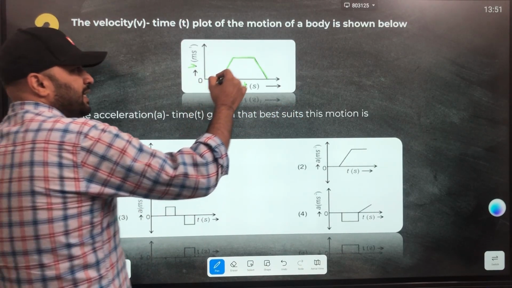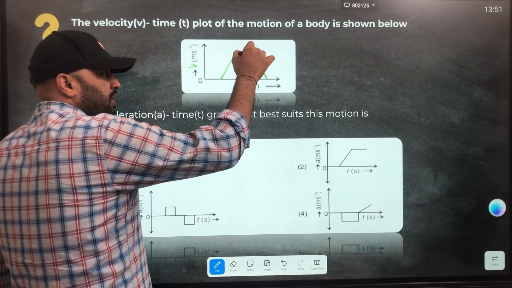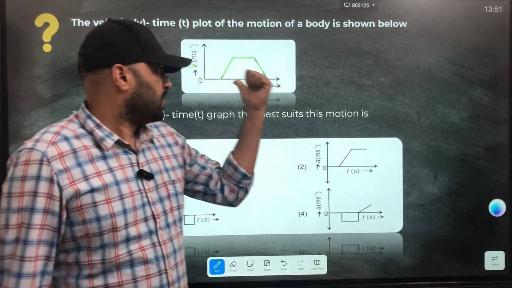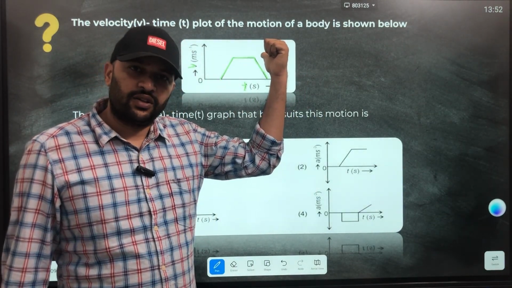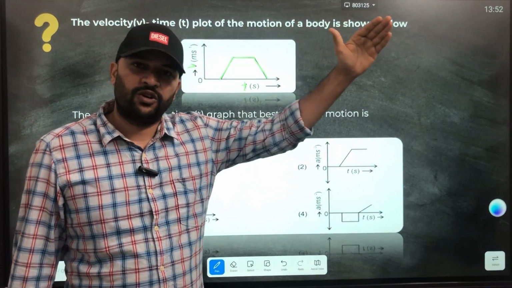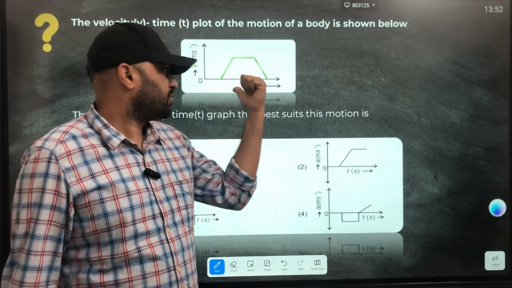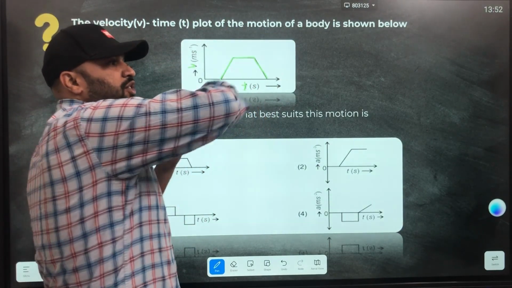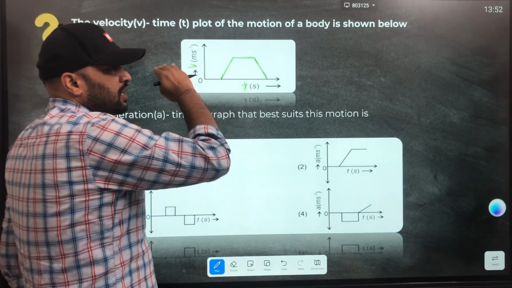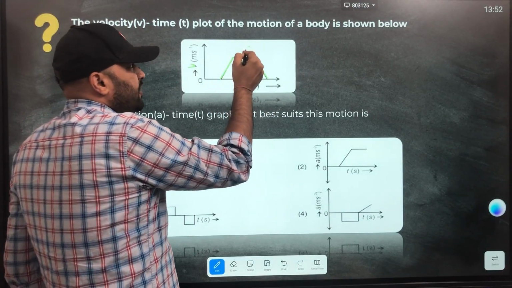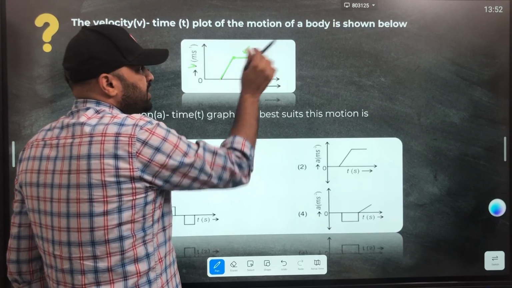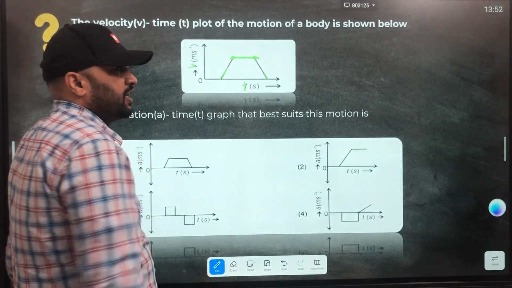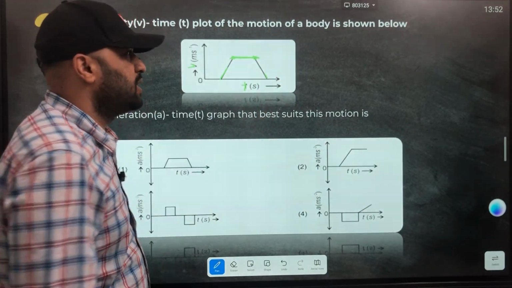So velocity increases, then velocity becomes constant, then velocity decreases. Without looking at the options, let's analyze this graph, right? So velocity increases uniformly. So acceleration will be constant and it will be positive. Why positive? Because it increases, right? And it increases uniformly. It's not a sloping curve, it's a straight line. So it will be constant acceleration. Here, the velocity is not changing with time in this interval. When you differentiate, the velocity is constant, so acceleration will be 0.